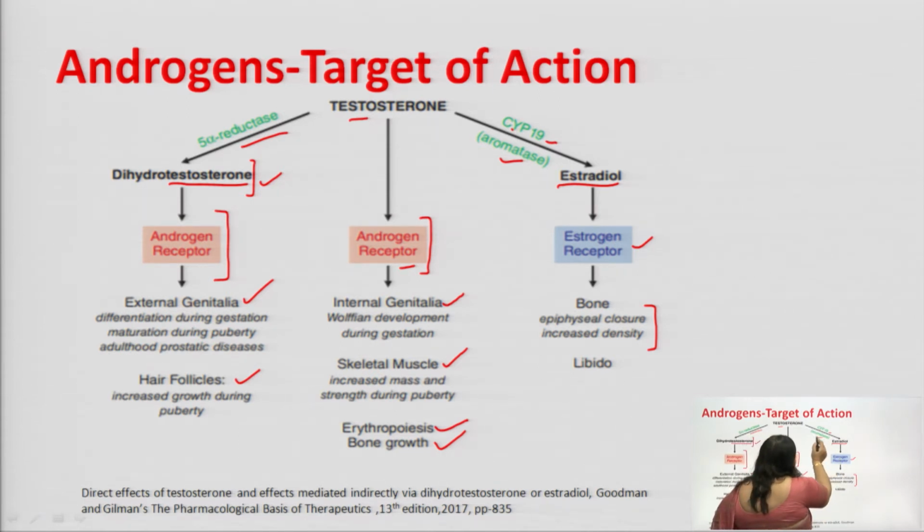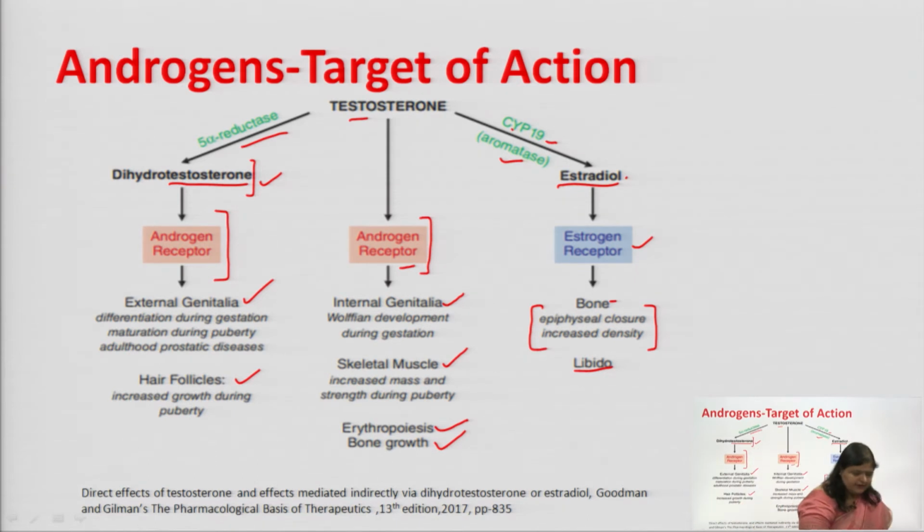Whereas the testosterone that is converted into estradiol acts on the estrogen receptor, and its main action is on the bone, where it leads to epiphyseal closure, and it is also responsible for the increase in libido. So that is how testosterone, the main androgen, acts through various receptors and its various targets.